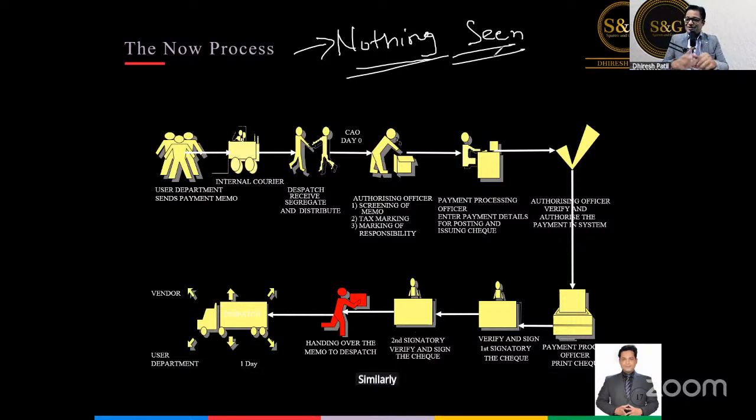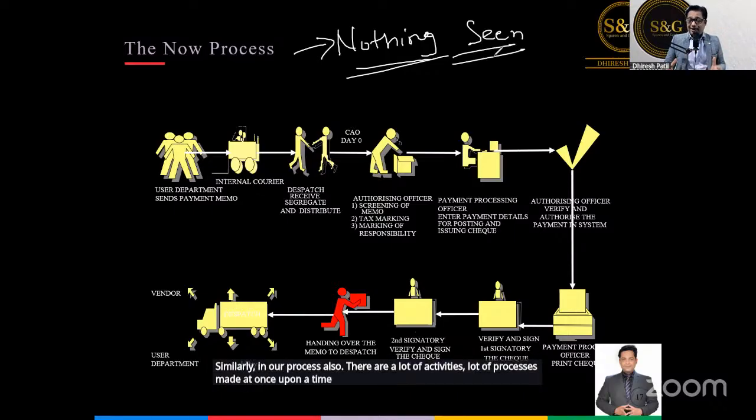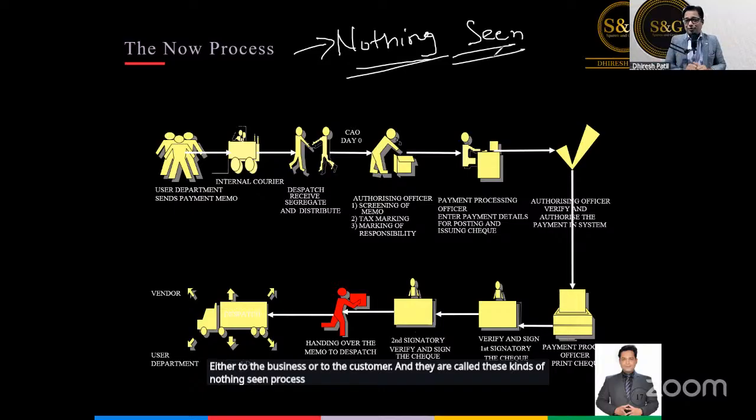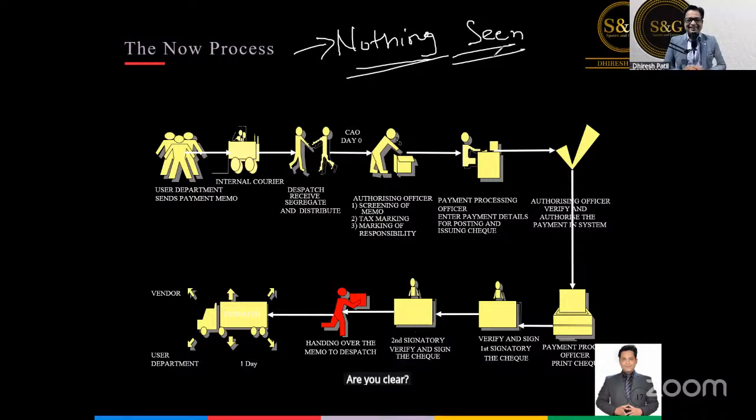Similarly, in our processes also, there are a lot of activities made once upon a time. They were value added, but because of technological advancement and so many changes, they are no more adding any value either to the business or to the customer, and these are the kind of nothing seen processes or non-value added processes. So you have to identify those processes and try to eliminate them from the system. Are you clear? Very interesting story. This is called elimination of non-value added activities. So you can do that.